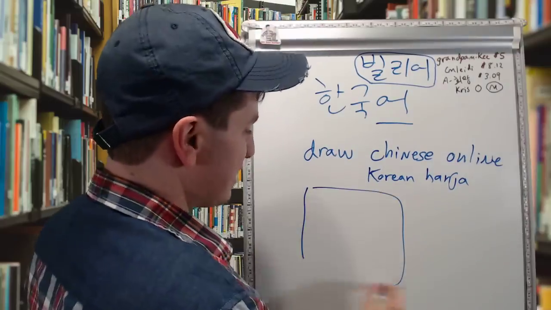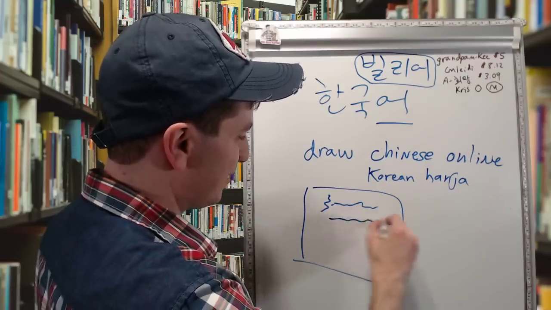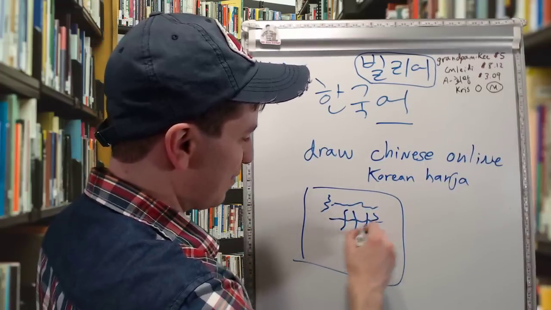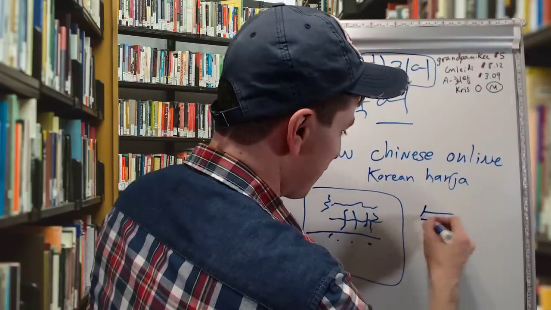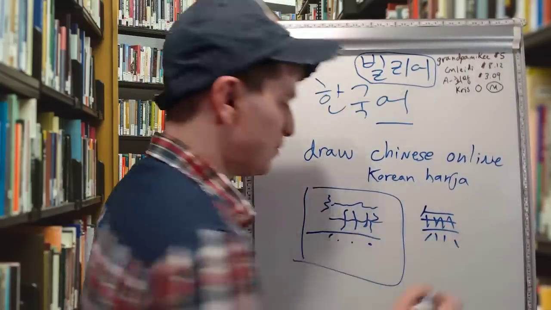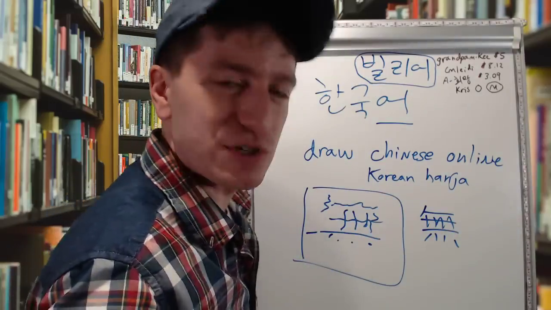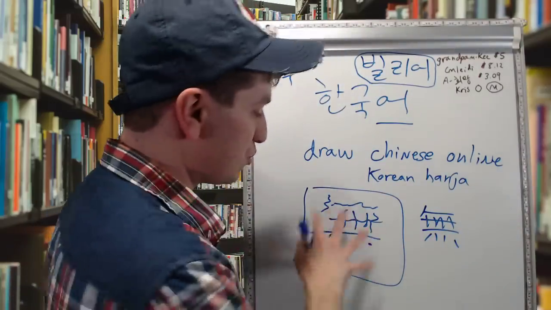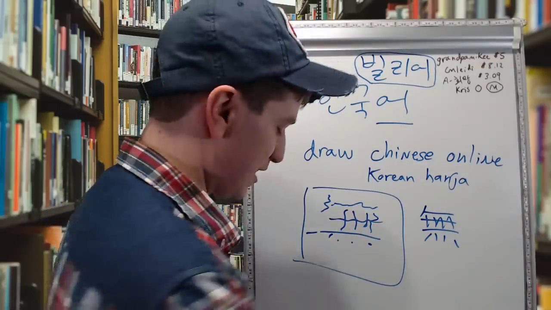It'll give you a box and you just draw it. You'll do this with your mouse, and somehow the computer will correctly identify it as this one. Because the computer knows what direction you're going in and how many times you're letting go of the mouse button. So searching it by drawing it is the easiest way, the fastest way to find the character.